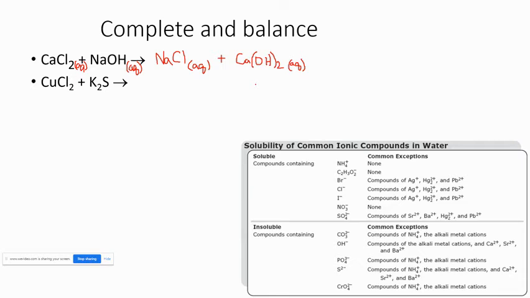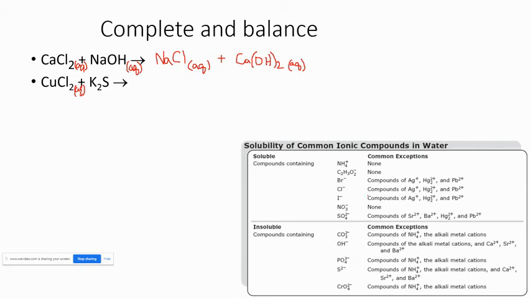Let's try this next one. Copper 2 chloride plus potassium sulfide. That's right. So we are going to get some things right in here. We're going to see if these are aqueous or not. Copper 2 chloride. Let's see. Chlorine is soluble unless it's with silver, mercury, or lead. It is not right here, so we can say AQ. Aqueous dissolves like a champ.